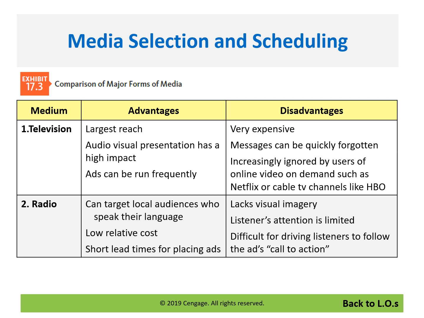Messages can be quickly forgotten and increasingly ignored by users of online video on demand such as Netflix or cable TV channels like HBO. Next, we have radio. The advantage of radio is that it can target local audiences who speak their language. The cost is relatively low, with short lead times for placing ads, but the disadvantages include that it lacks visual imagery, listeners' attention might be limited, and it is also difficult for driving listeners to follow the ad's call to action.